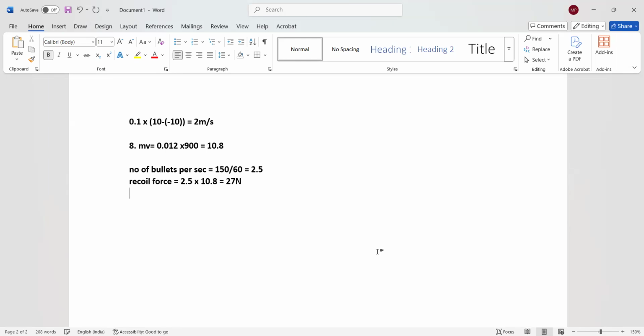Okay. Next question is, explain why when catching a fast moving ball, the hands are drawn back while the ball is being brought to rest. So by drawing hands back, the time taken to stop the ball increases. This is according to the impulse momentum equation.